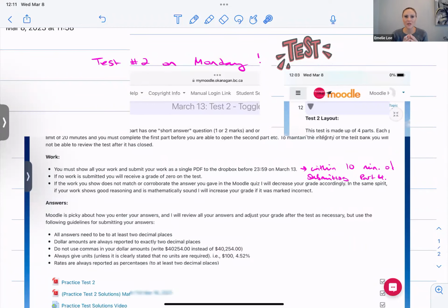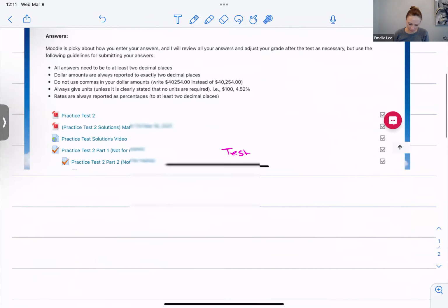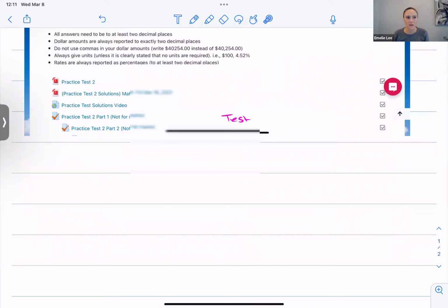I've decided to make the test open all day on Monday, same thing that we did with test 1. I don't know if that's something that you prefer. Usually it is. But if you would prefer to just have me force it during class time, we can do that. But I know that sometimes people are in different time zones or you've got work or things like that. So that's why I've got it open all day.